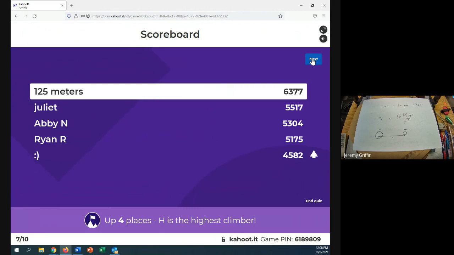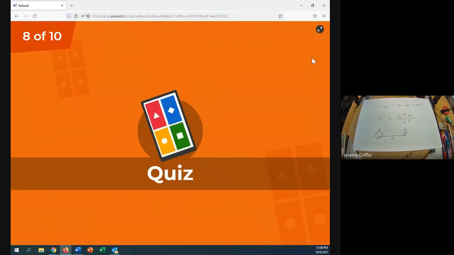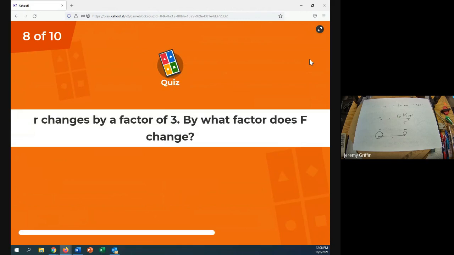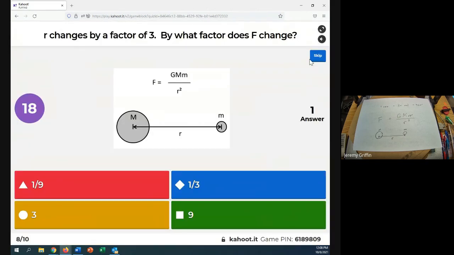Ooh, somebody happy hopping in the top 5. 125 meters, still leading.